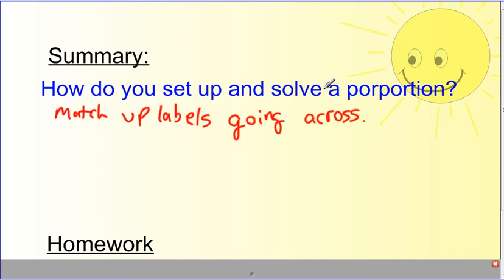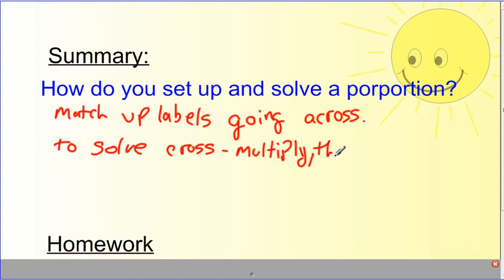How do you solve a proportion? To solve, well, we cross multiply. Then solve the equation, I guess. And that's what we did. So you match the labels going across, to solve, cross multiply, then solve the equation. That's what we got.